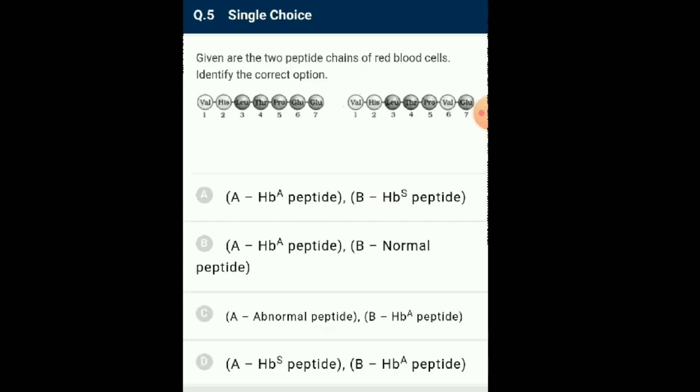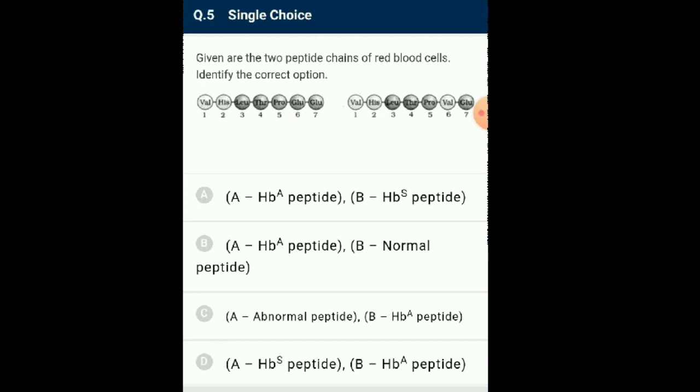Question number 5. Given the two peptide chains in red blood cells, identify the correct option. Sickle cell anemia is an autosomal recessive disease and therefore it can be transmitted from parents to the offspring when both male and female individuals are carriers. That means heterozygous for the gene.